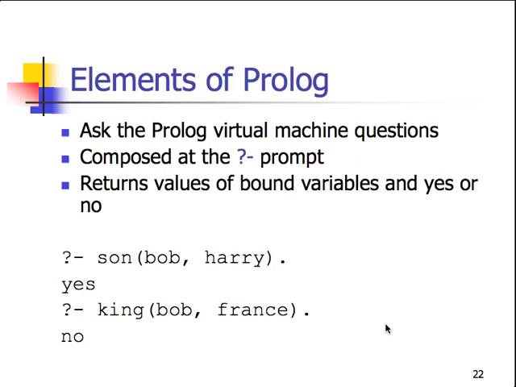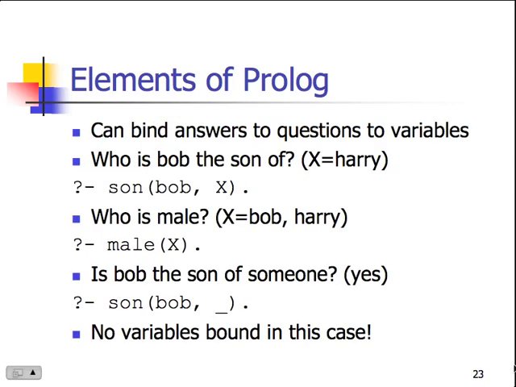So the elements here: we ask the Prolog virtual machine a question composed at a question prompt. In some interpreters we actually will get the question prompt, depending upon which version of Prolog you're using. And here's how we ask it a question. We say son(bob, harry), with a dot at the end, and it comes back and says yes. son(bob, france), it comes back and says no, because if it doesn't find it in the database, it'll come back and say no.